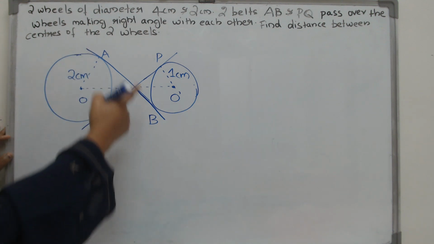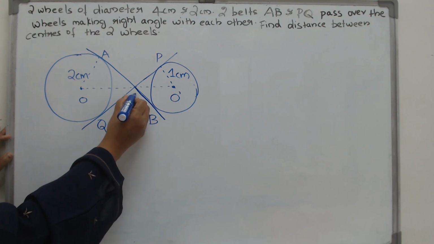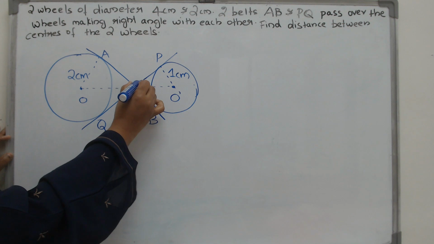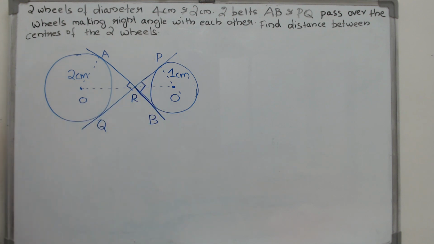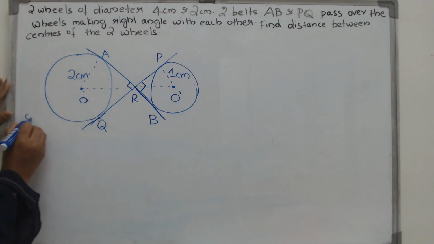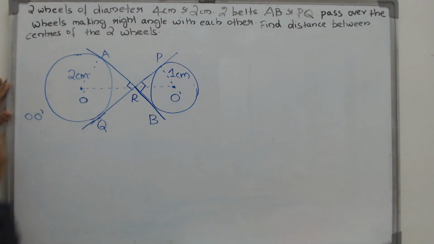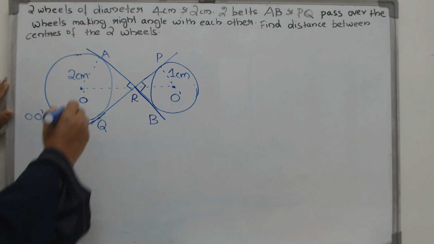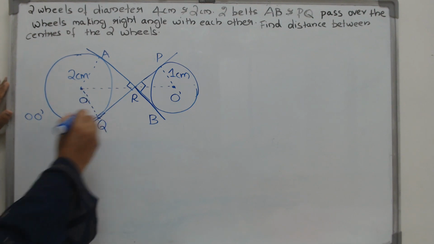That means suppose AB and PQ meet at a point, say R, then at R these two belts make right angles with each other. Now what we need to find out is the distance between the two centers, or in other words the length of this line segment OO dash. Now let us start by joining OQ.